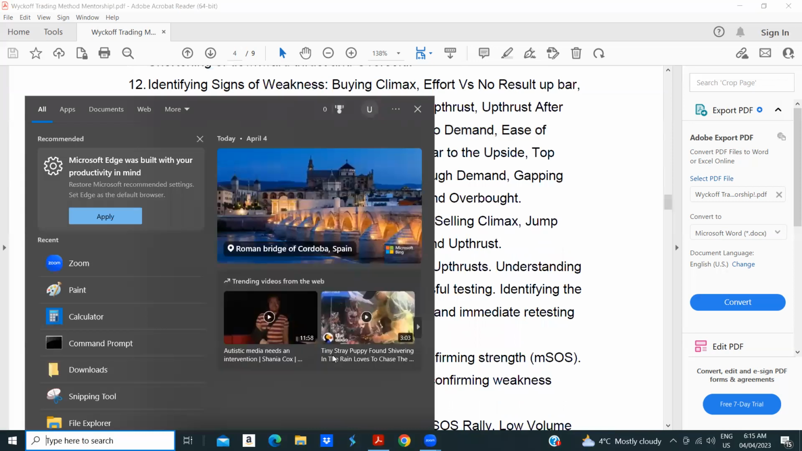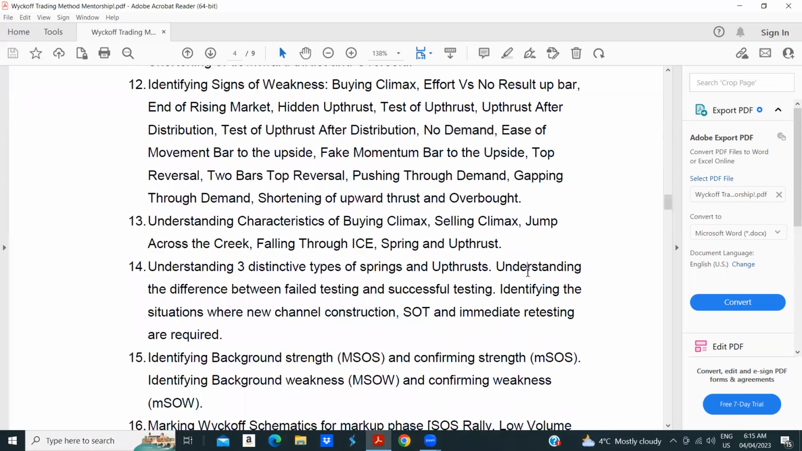Okay. Now, these are the basic structures of the signs of weakness and strength, which we're going to identify and implement on the market, on the Forex market, essentially.